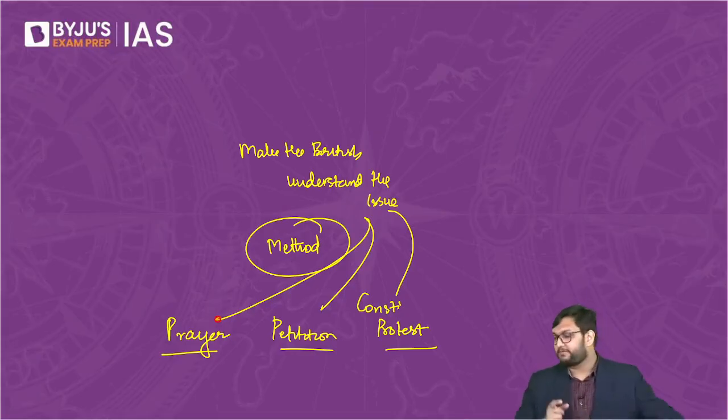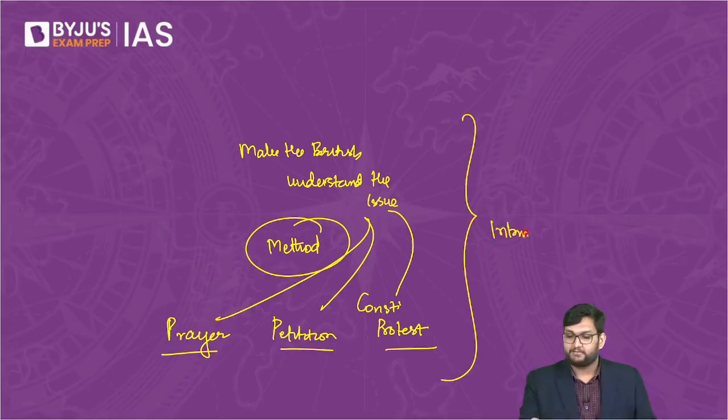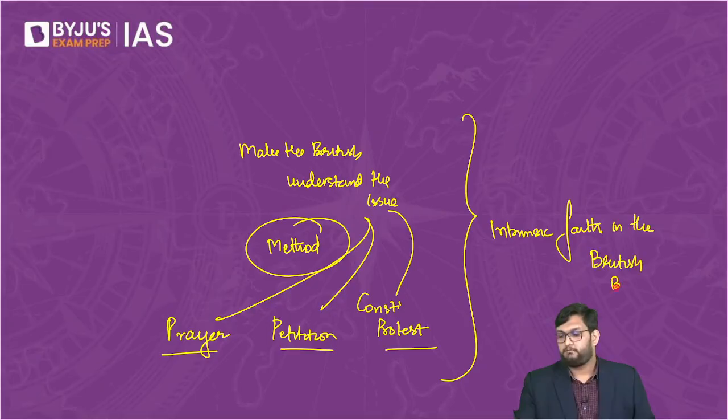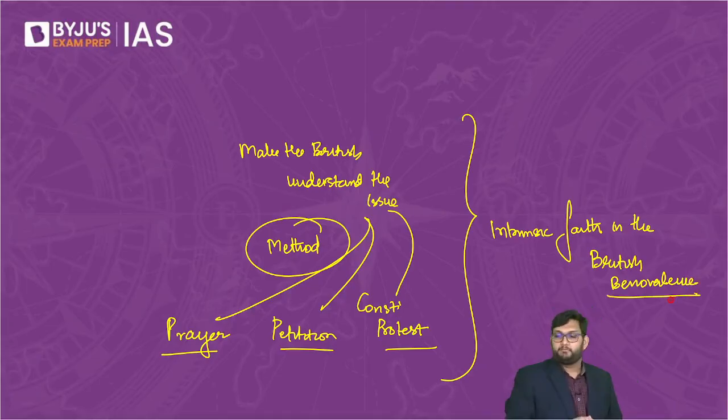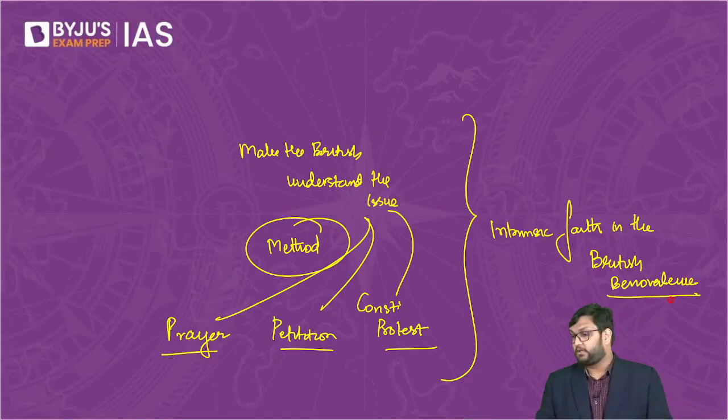The simple point is that moderates have an intrinsic faith in the British benevolence. That British are good. That is why Dadabhai Naoroji, un-British rule. British are good people. They do good, but they don't know about it. So please help us. Constitutional protest.